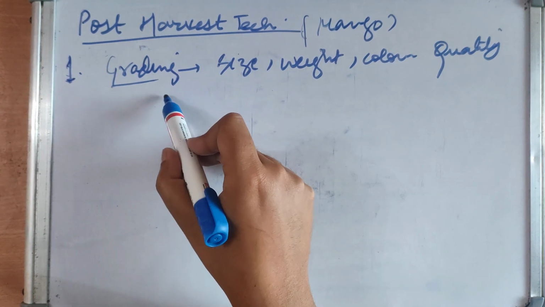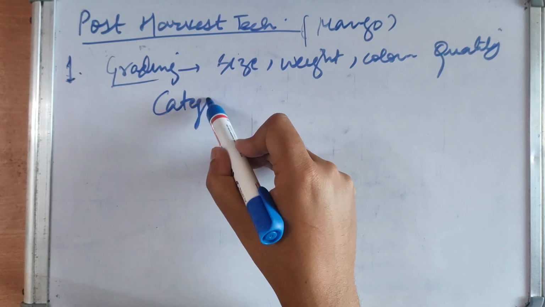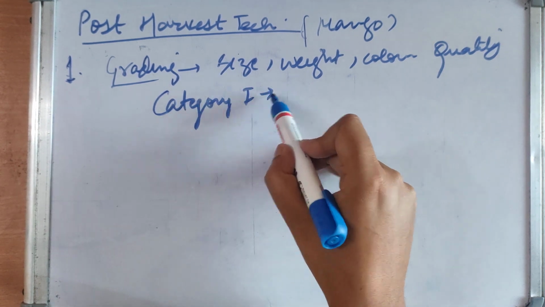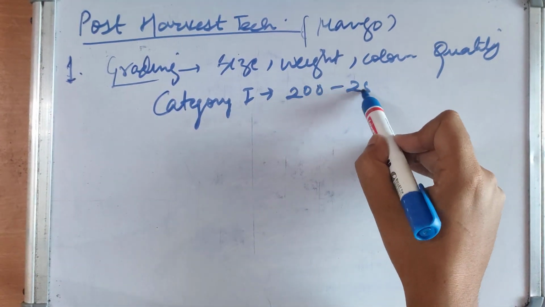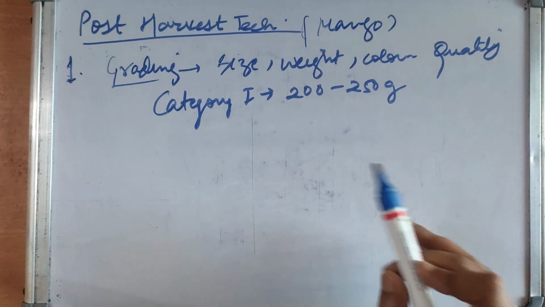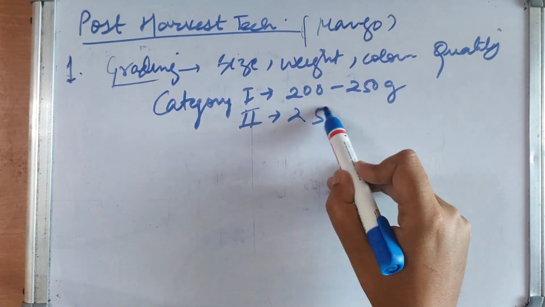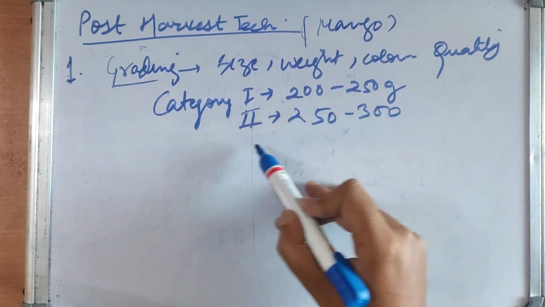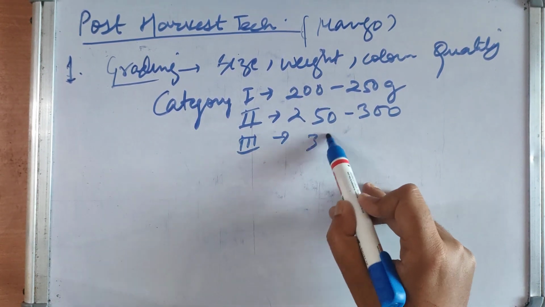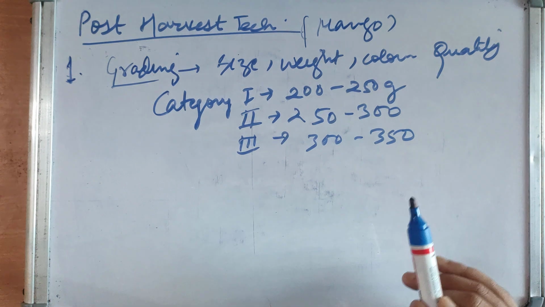So we can grade like this. Category 1, that is around 200 to 250 gram. Category 2 fruits, that is around 250 gram to 300 gram. Category 3, 300 gram to 350 gram, and so on.